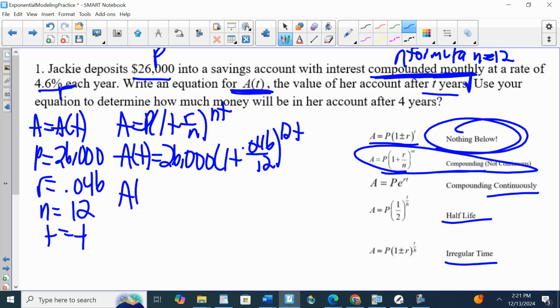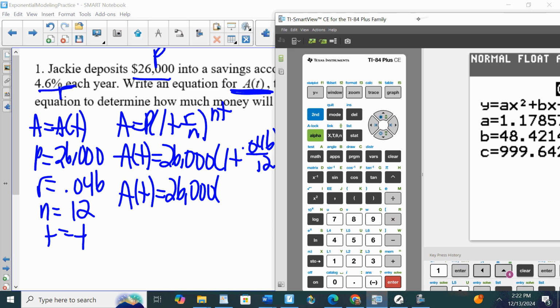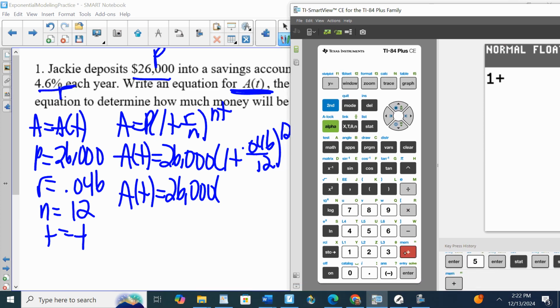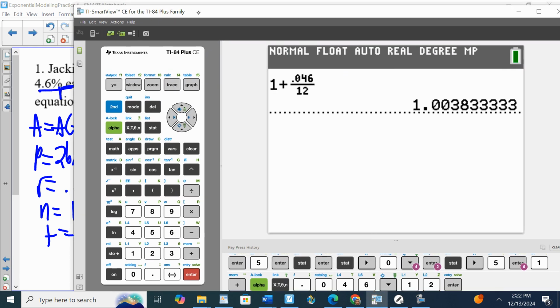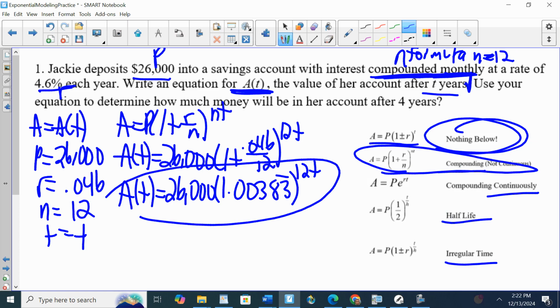I like you to combine what's inside the parentheses. You don't have to, but when you're finding T, which is the next lesson, it's going to make the algebra easier to have an actual number in there. 1 plus 0.046 over 12, 1.00383 repeated. 1.00383 repeated to the 12T. That's the answer to the first question.